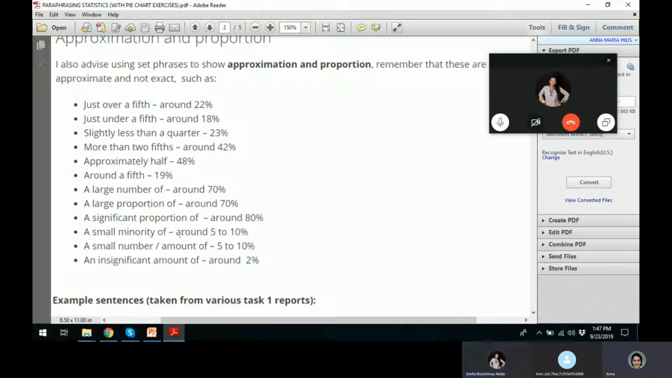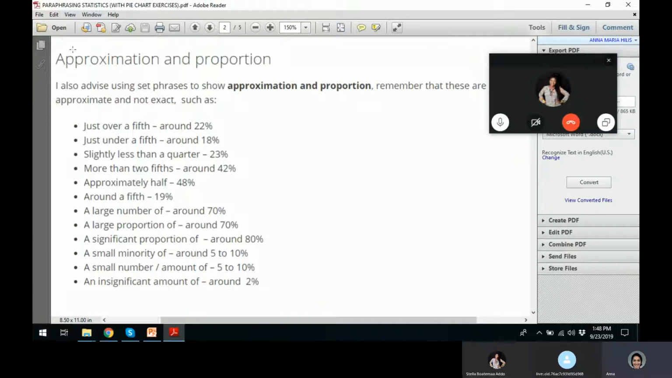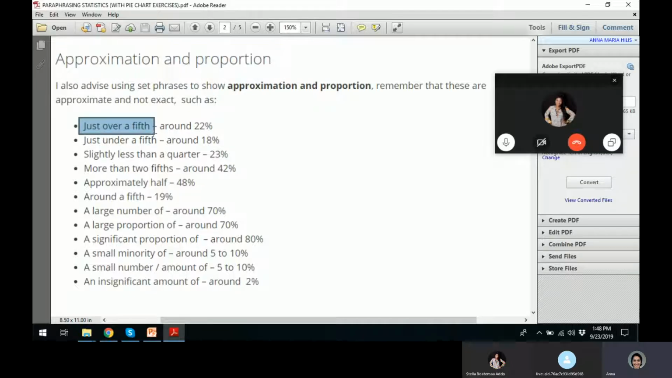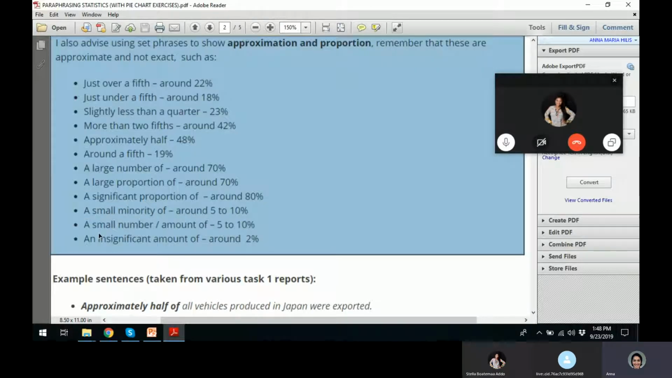Another important lesson for task one that you need to know about would be approximation and proportion. So here is how you approximate. Say just under, just over, slightly less, slightly more. You can say more than 2/5. Around, the use of around. You can also say a large number of, a small number of, a large proportion of, a small proportion of, a significant proportion of, an insignificant proportion of, a small minority, a big minority. A small number, a small amount of.